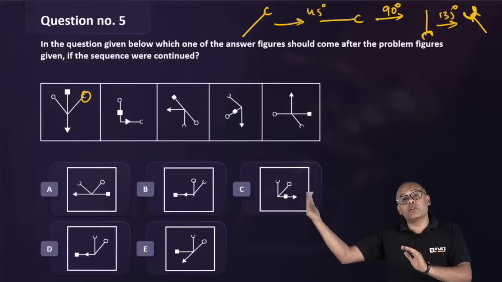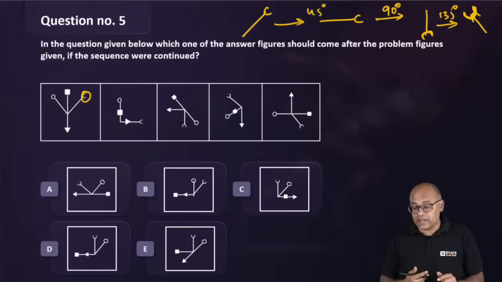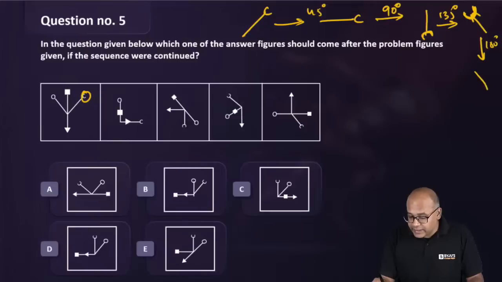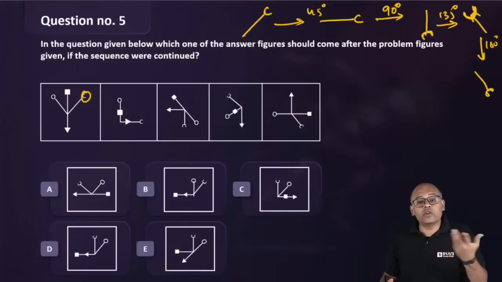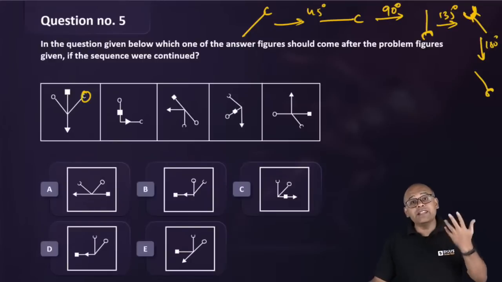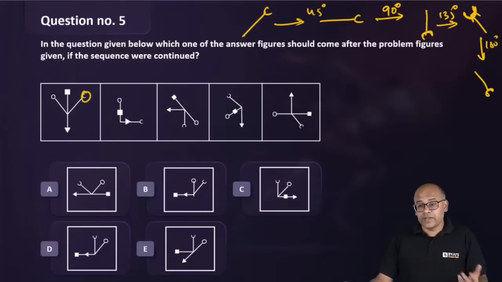You can see increments of 45 in the clockwise direction. Then you have plus 45. So this is 180 degrees. 180 degrees is like this. So what should be the next angle? After 180, what should be the next angle? The next angle is 225.